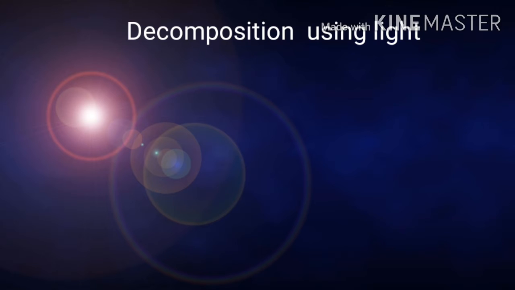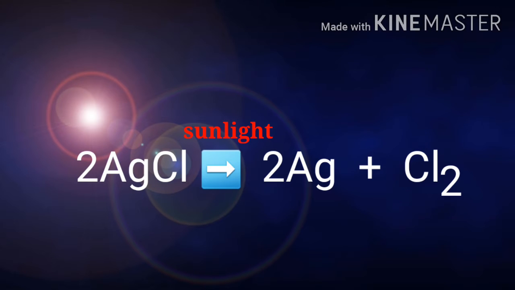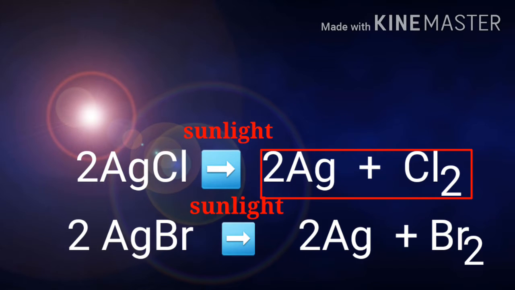Next we are going to a decomposition reaction in which sunlight is used as energy. Here, when silver chloride is exposed to sunlight, its color changes into grey, and this is due to the decomposition of silver chloride into silver and chlorine. And the same thing happens to silver bromide also. That is, when silver bromide is exposed to sunlight, it decomposes into silver and bromine.